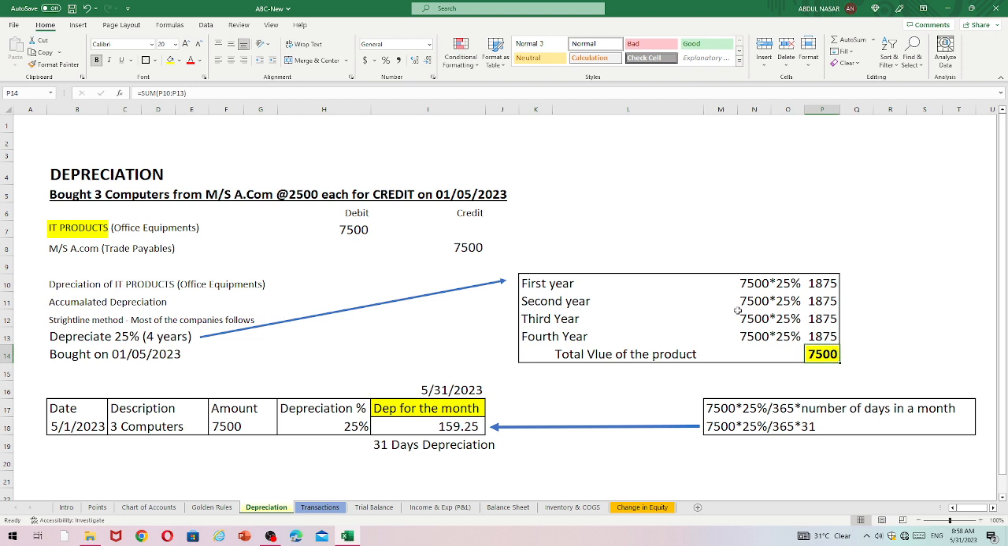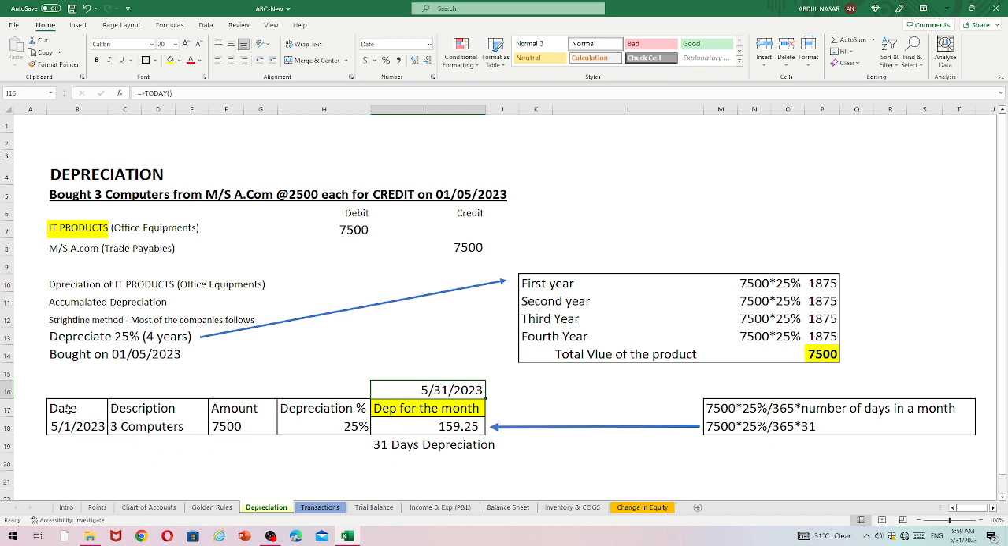Our work, the accountant's work, is to record these entries on a monthly basis with proper calculations in the books, and we need to show this in the financial statements. Now we need to calculate what amount of depreciation we are going to write off, or pass the entry for, at the end of each month. For example, this is about 1st May, so let us calculate the depreciation for May. So what will it be on 31st May?